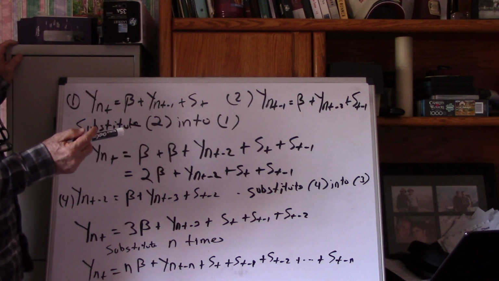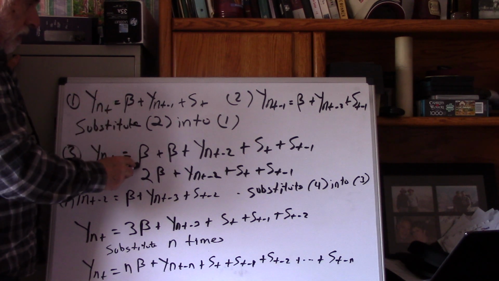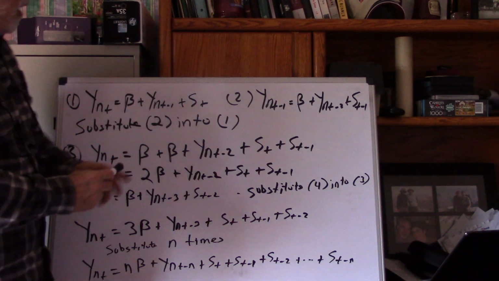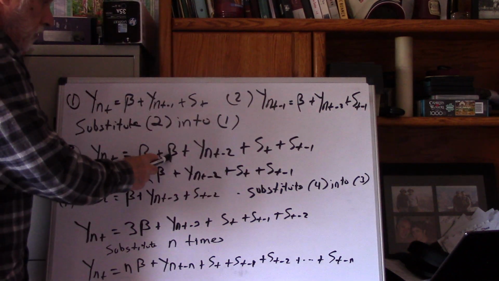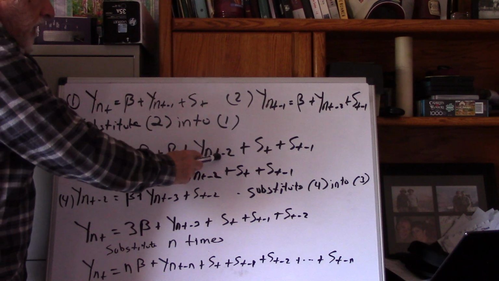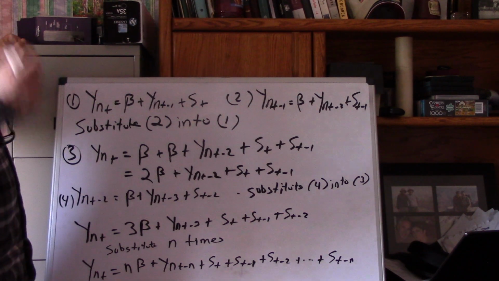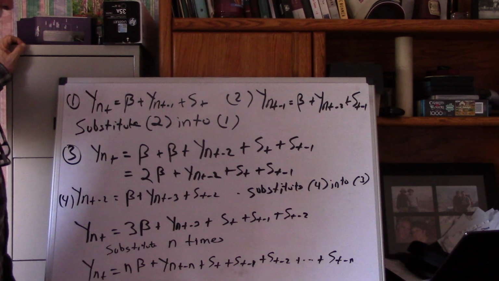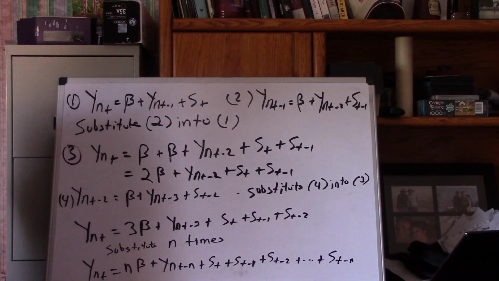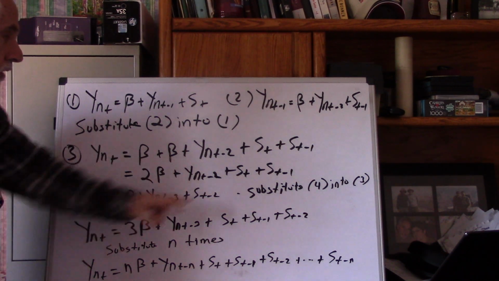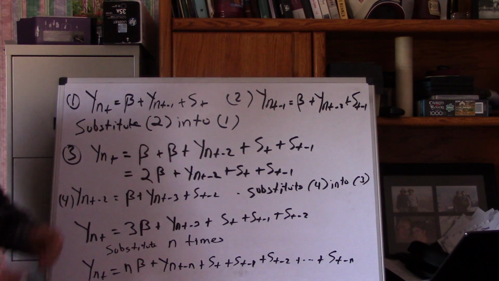Now this algebra becomes much simpler. So what I'm going to do is I'll say YNT equals beta, then plus YNT minus 1, which is all this stuff on the right hand side. Okay? So that's my beta plus YNT minus 1, and then I put ST minus 1 on the outside, and ST's right there. So this algebra is much simpler than the cyclical component of output, so then I can simplify it and make it 2 times beta plus YNT minus 1 plus the 2 supply shocks, ST and ST minus 1.